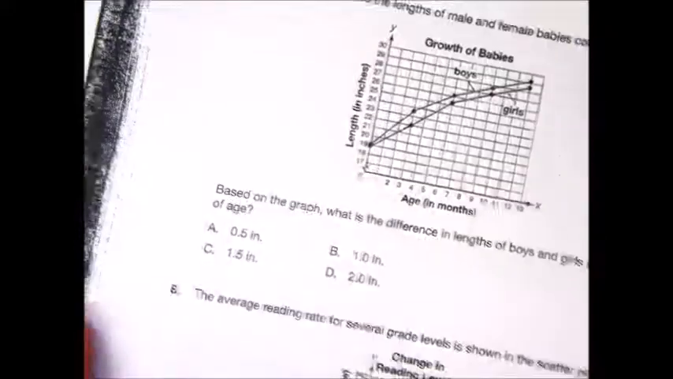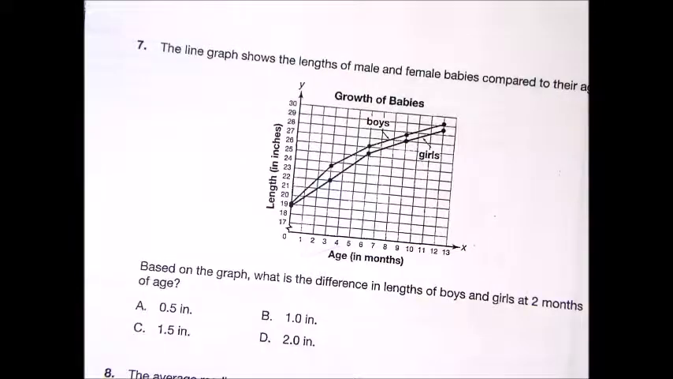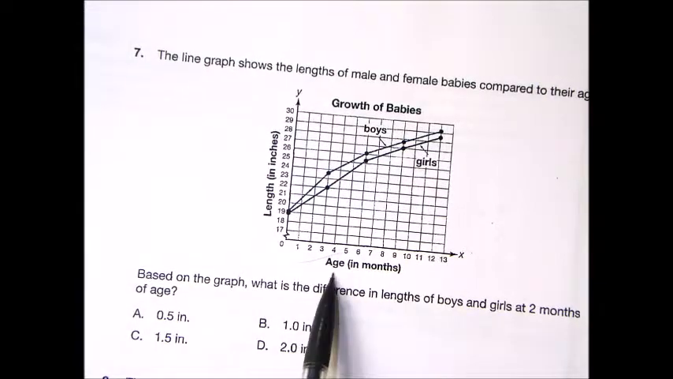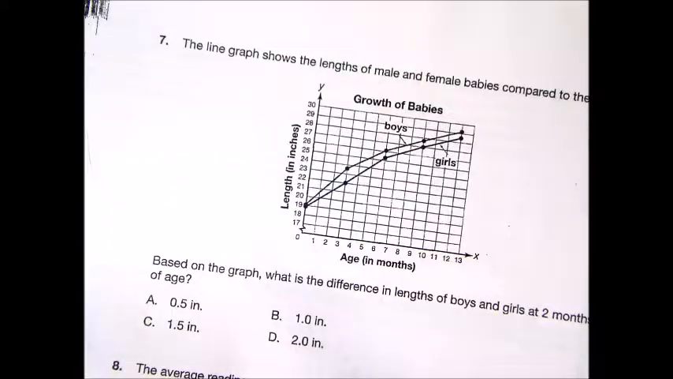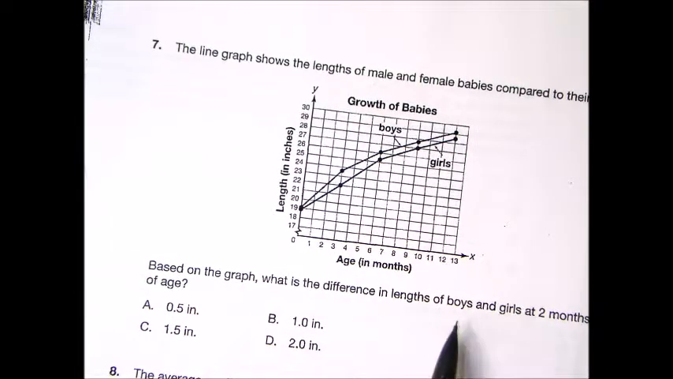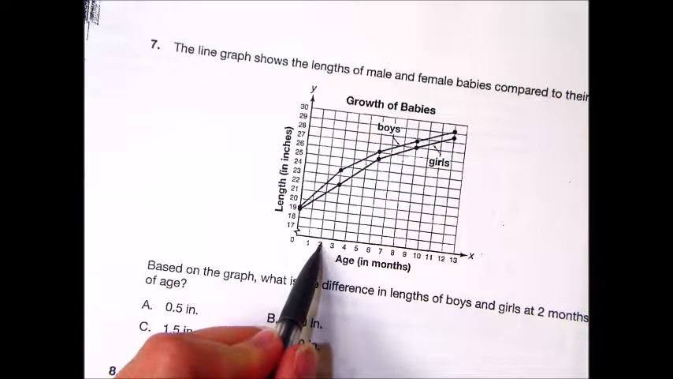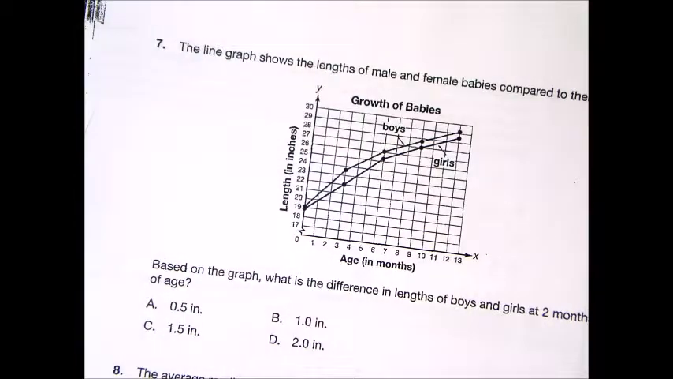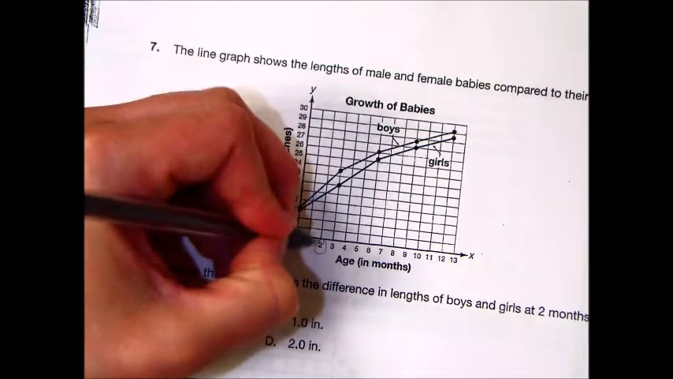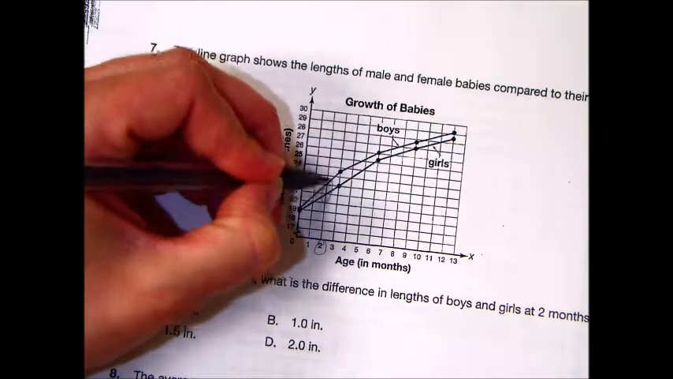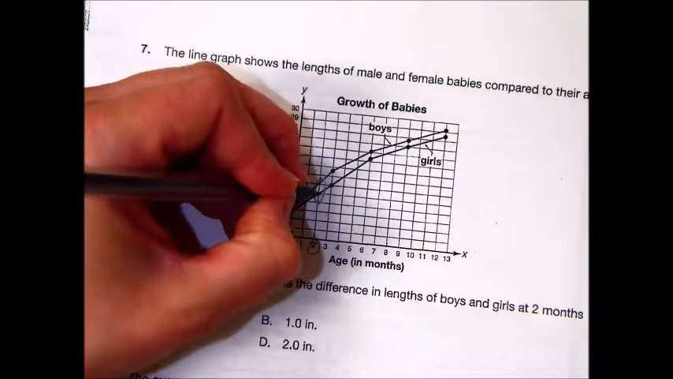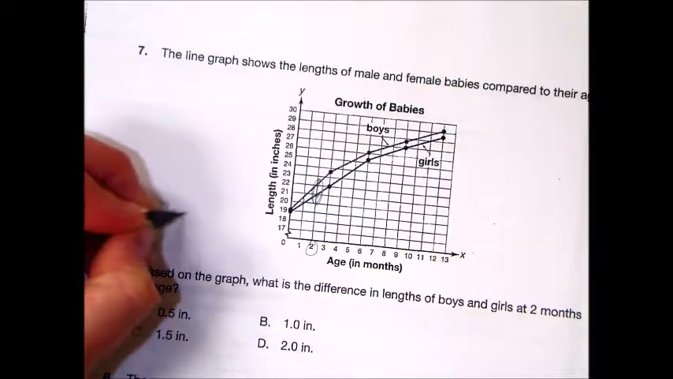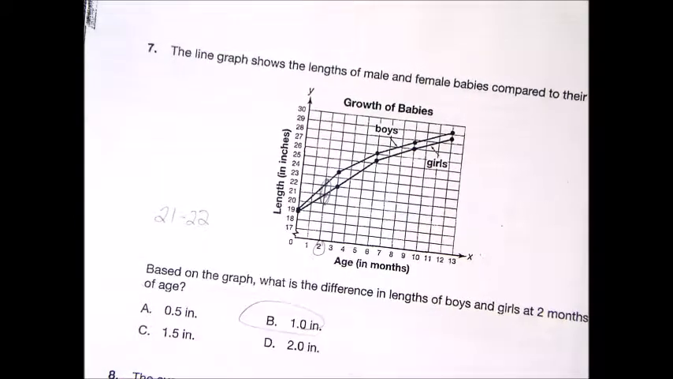Number 7, the line graph shows the lengths of male and female babies compared to their ages. So this is ages in months and length. Based on this graph, what is the difference in length of boys and girls at 2 months of age? So they want you to go to 2 months of age, and they want to know the difference between boys and girls. So here's 2 months, and here's the difference. So it's from 21 to 22, right? That's what I see. I see a point here and a point here. So from 21 to 22, what's the difference? 1 inch. So that was just reading and interpreting graphs.